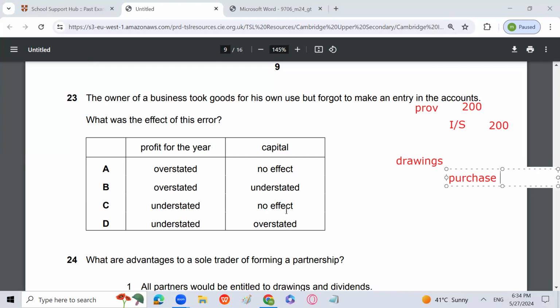Why, sir? Because an amount of drawings is not subtracted from capital, and profit is also reduced by that amount. So capital will remain the same, and that is the reason there will be no effect on the capital amount.